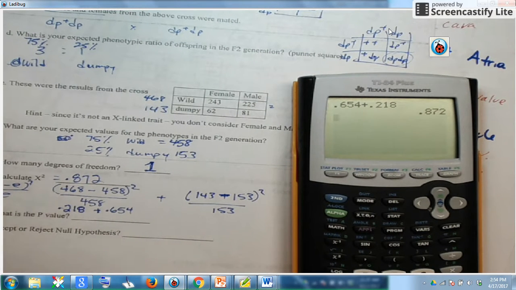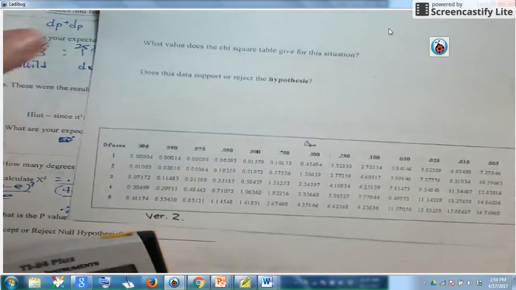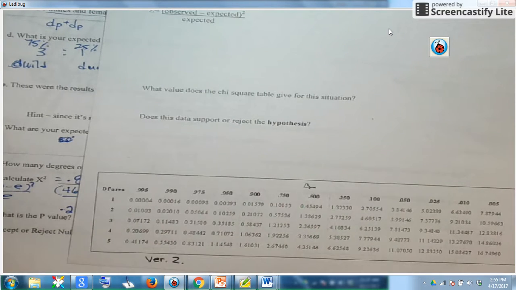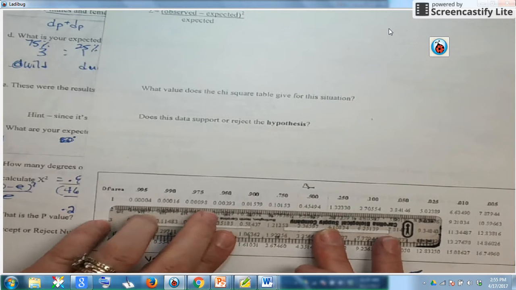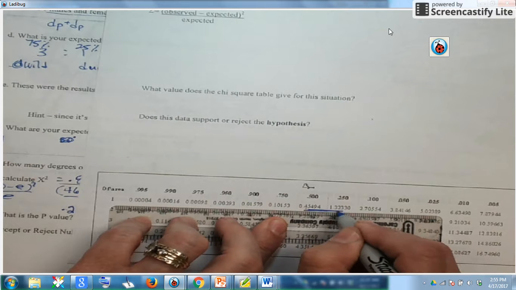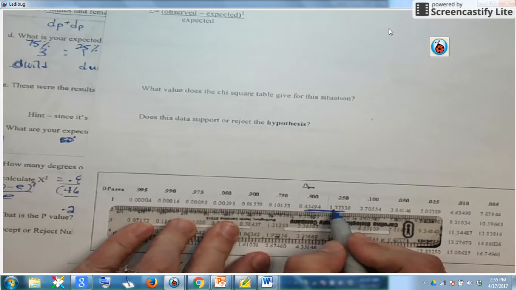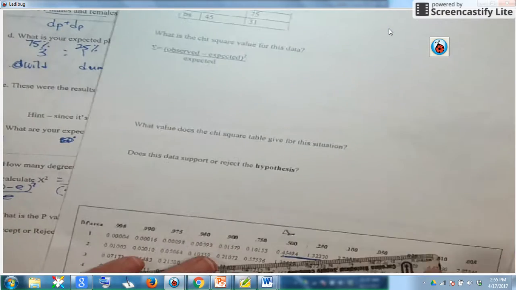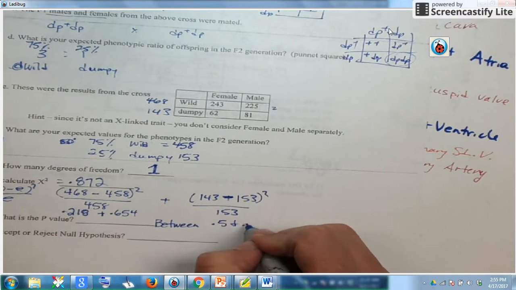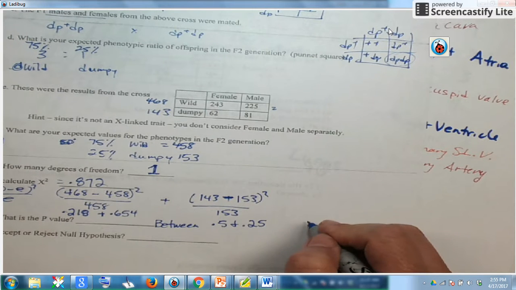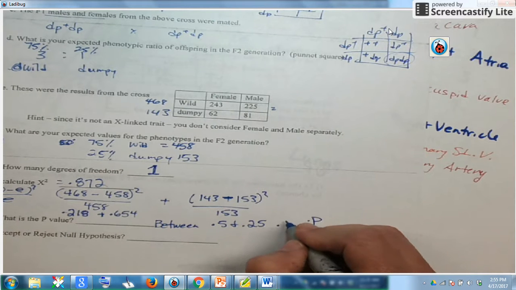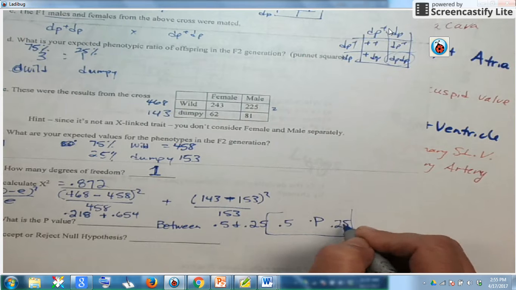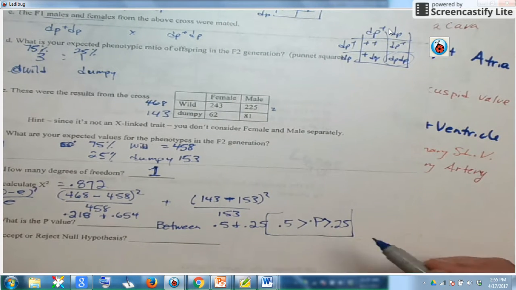Alright, now we take our handy dandy table, and we're looking for 0.872 on the 1 degree of freedom row. 0.872 is somewhere here, because here's 0.4 and here is 1, so it's somewhere between 0.25 and 0.5. So what is our p-value? Our p-value is between 0.5 and 0.25. So if you wanted to get fancy, you could make it look like this. So p is bigger than 0.25, but it's less than 0.5.